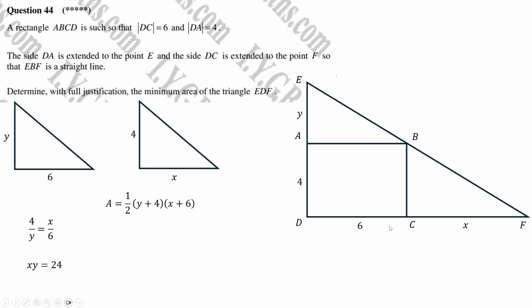Okay, the base is going to be 6 plus X, and the height is going to be 4 plus Y, or Y plus 4. We know what XY is, so just rearrange for one of them. It doesn't matter which one. I rearrange for Y. Plug that into there to get that. You might maybe just use a calculator if you want, but this isn't actually too nasty to just do normally.